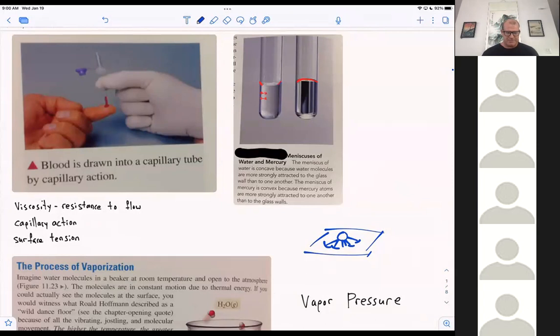So we're talking about intermolecular forces. These are forces in between molecules. And we talked a little bit about the different types, and the strength of them. Let's talk about some of the results of having them. So first of all, viscosity.